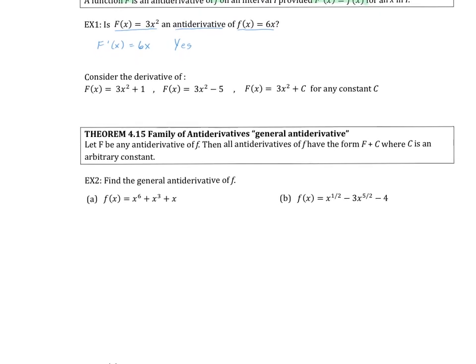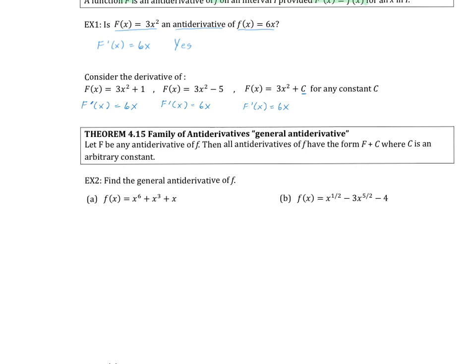But I got to be careful. Let's look at these next three functions. They all look basically the same. They're all 3x squared, but then they have plus or minus some constant number. If I were to take the derivative of 3x squared plus 1, that's also just 6x. And if I were to take the derivative of 3x squared minus 5, that's also 6x. And in fact, if I take the derivative of any function 3x squared plus any constant real number, I get 6x.